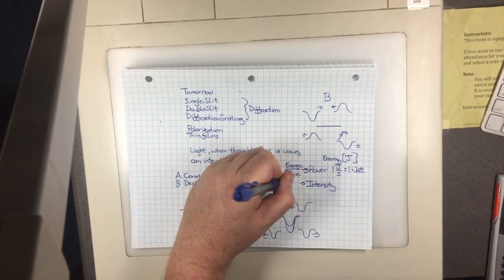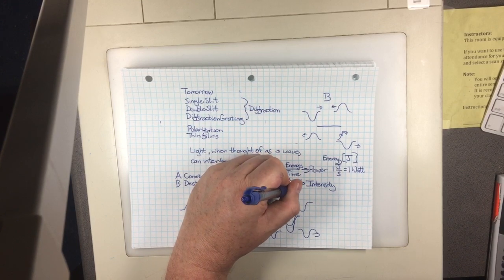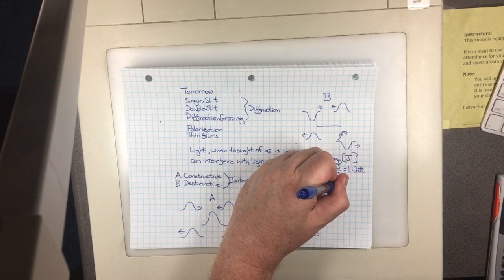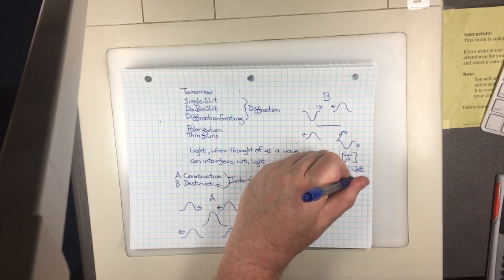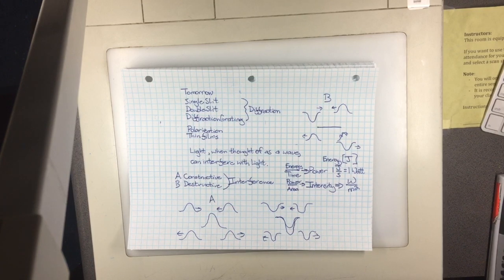Intensity is power over area. The amount of power distributed over a particular area. And we just talk about it as watts per meter squared. And I think they call it like a candela or something like that. But I tend to use watts per meter squared. That's how I think of it.